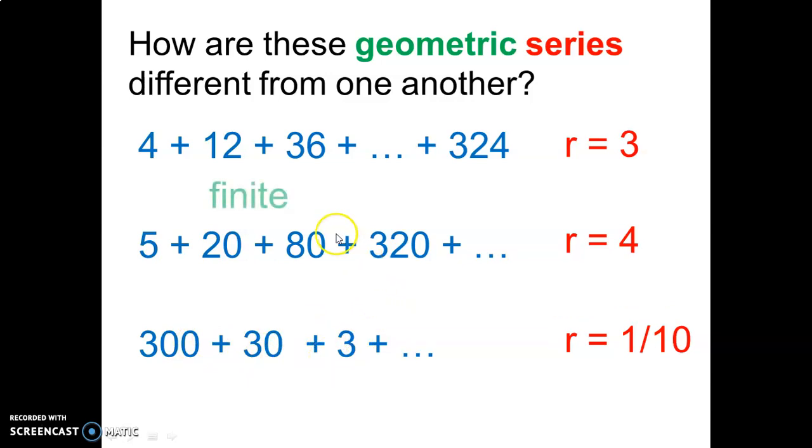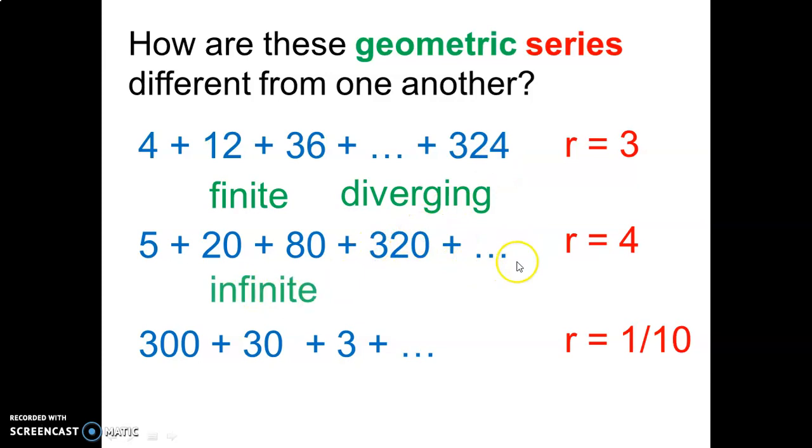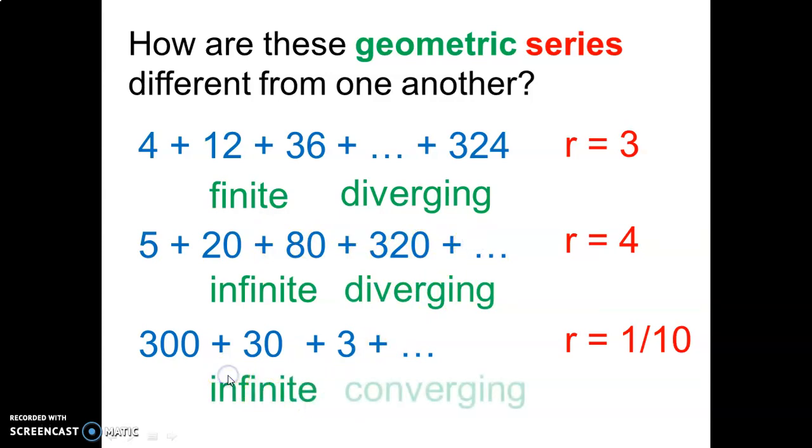Let's take a look. In the first one, it is a finite sequence because it has a final term, and it is diverging. You can see these numbers are getting bigger, bigger, bigger, so it's diverging. We were talking about that. In the second one, it's an infinite sequence because we see this dot, dot, dot, and it is diverging as well. These values are getting bigger and bigger and bigger. The last one, however, is infinite and converging because the values are getting smaller.